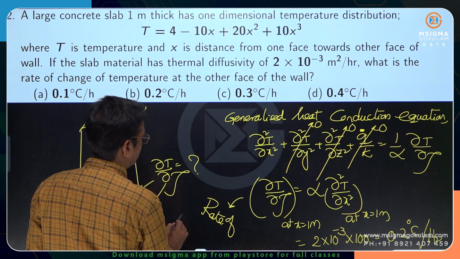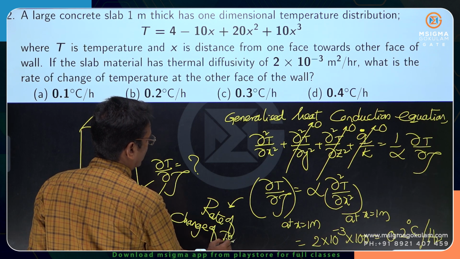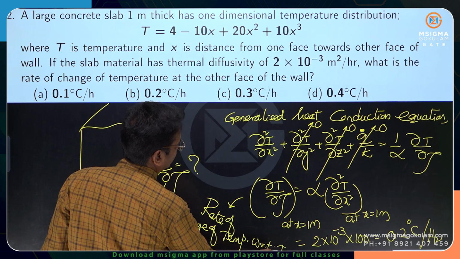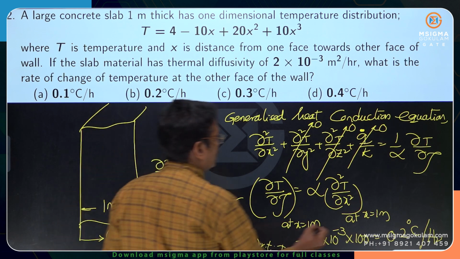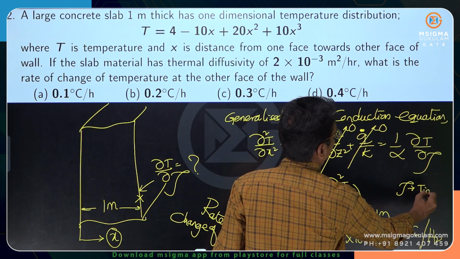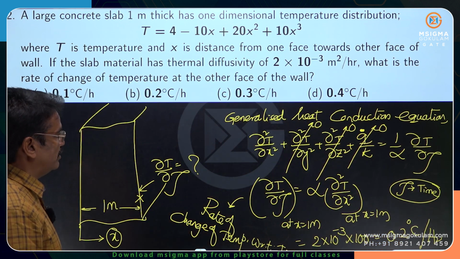Rate of change of temperature with respect to time. With respect to time. Tau is the time here. Mind that this tau symbol I am writing for the time. I always write the tau symbol for the time.